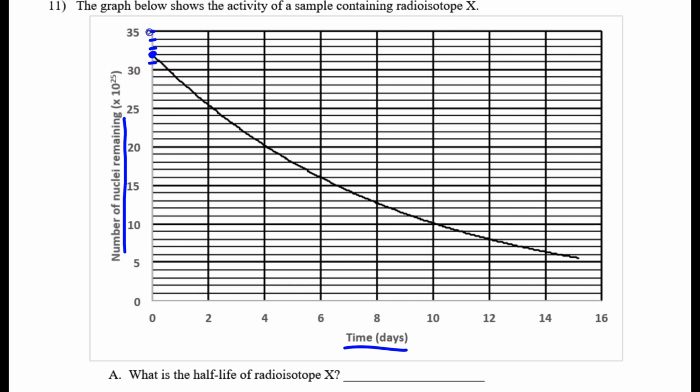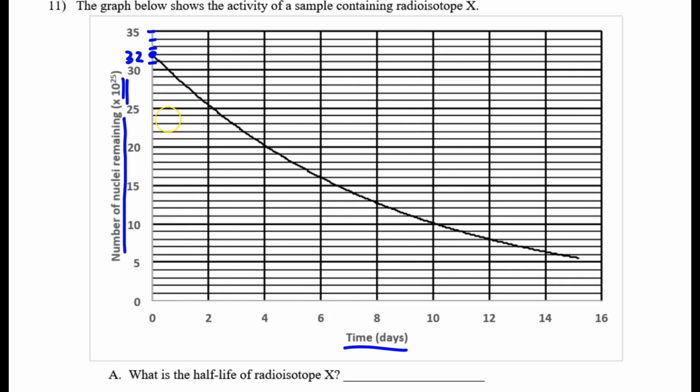Well, this is counting up by 1 times 10 to the 25. So right here we start with 32 times 10 to the 25 radioactive nuclei. As time passes, some of them decay, so the number that remain decreases. They transmute into a new substance.